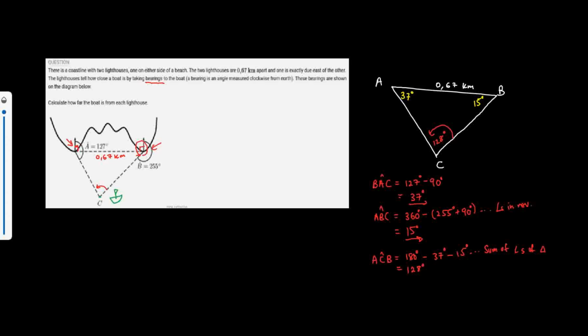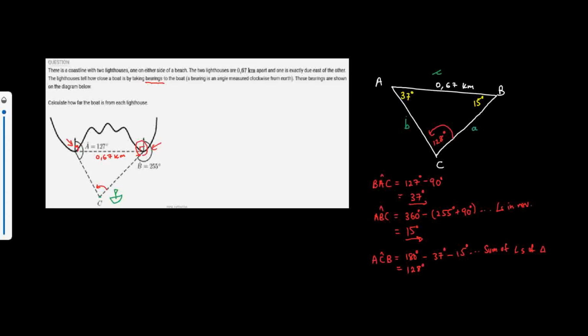So basically, we have to calculate the length of AC, how far it is from lighthouse A, and we need to calculate the length of BC, how far it is from lighthouse B. So let's start off with AC. Step number one, let's label our sides according to variables. Let's call this variable B. It's opposite to angle B. Let's call AB variable C. It's opposite to angle C. And let's call BC variable A.